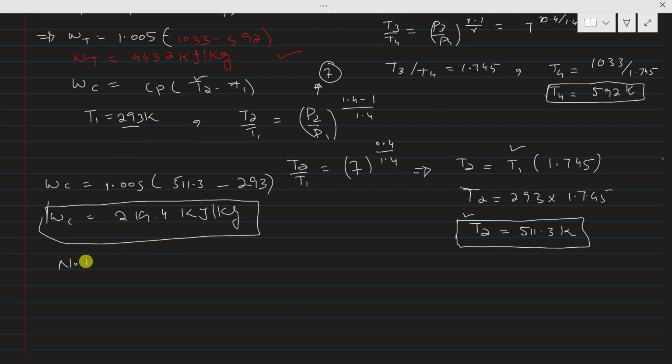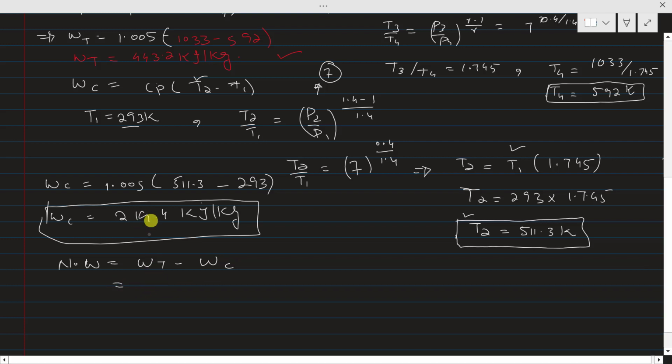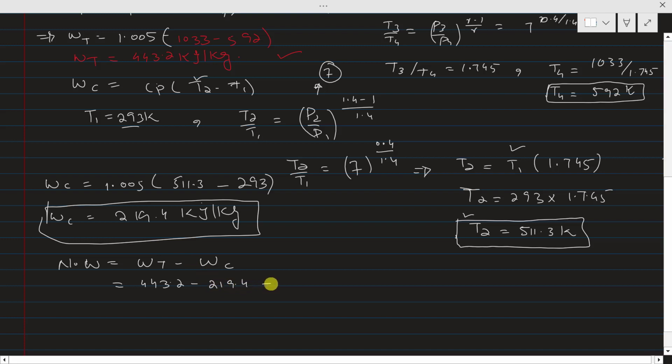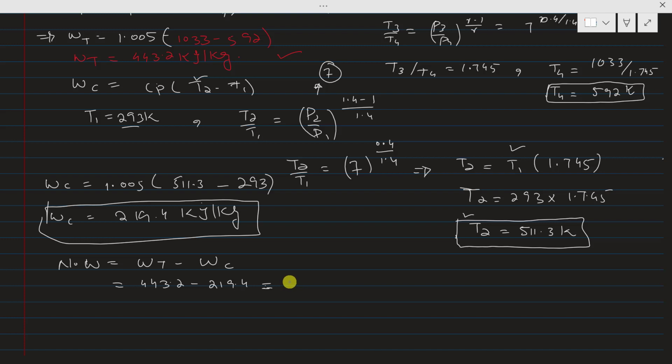The net work is equal to the work delivered by the turbine minus the work consumed by the compressor. So the work delivered by the turbine is 443.2 minus the work consumed by the compressor, 219.4. So just do the subtraction on the calculator, you will get the net work, that is 223.8 kilojoule per kg.